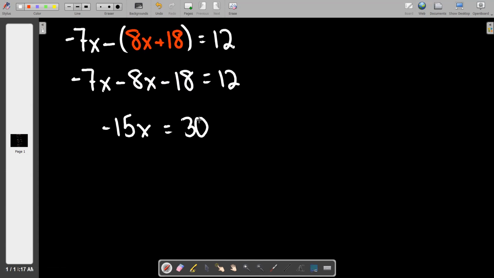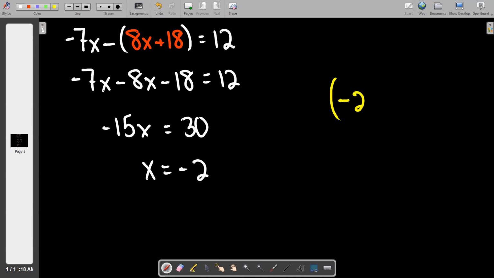If you don't want to do two steps at once, that's okay. Y ahora tenemos que dividir los dos lados por negativo 15. X igual a negativo 2. We all agree with that? Okay. So at this point, and I said this before, we've only got 50% of our answer, but we really have at this point done 90% of the work.